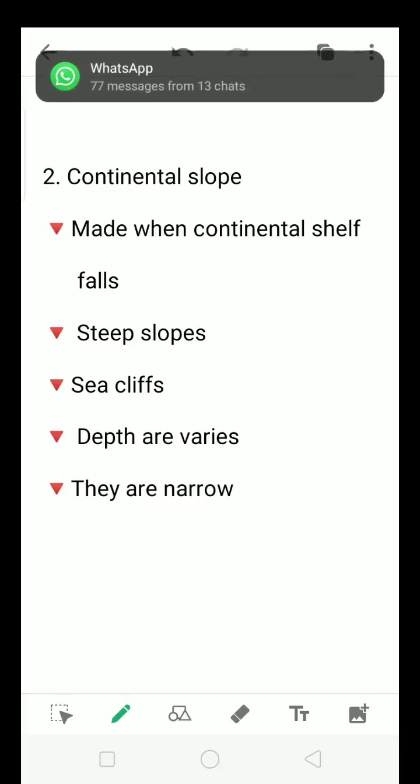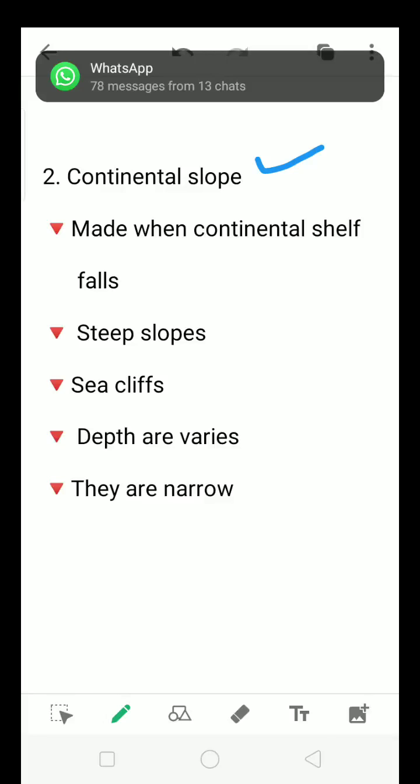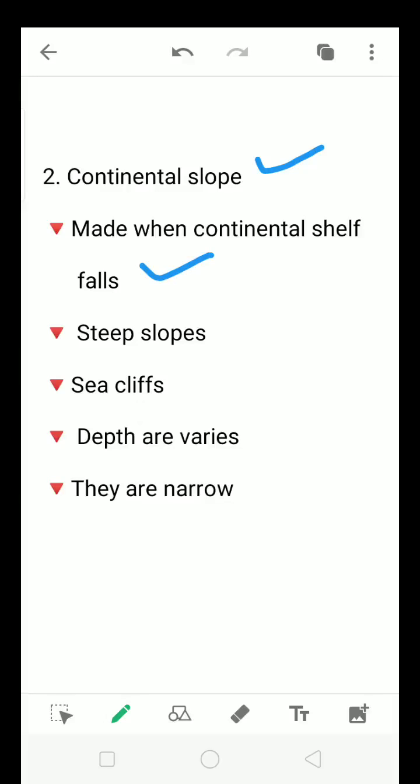After that we will read about the continental slope. To know the continental slope, we will see that when the continental shelf falls very sharply, the continental slope comes into existence. Continental slopes are steep slopes, and these are called sea cliffs. Their depths are not equal, they vary, and they depend on the areas. In some areas, the slopes are steeper than in other areas, and these cliffs are very narrow.